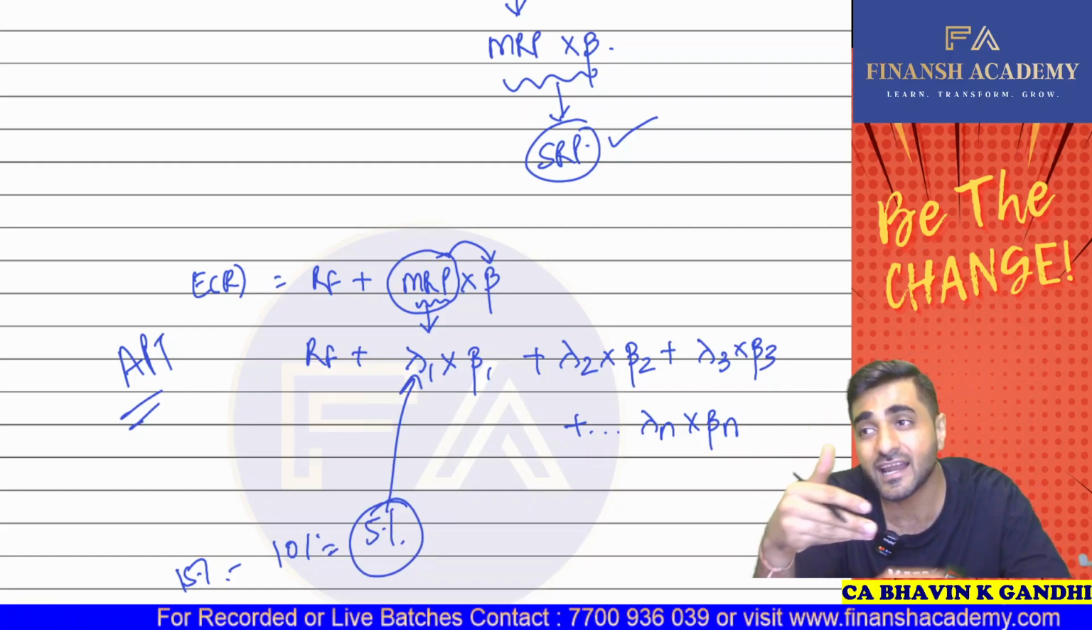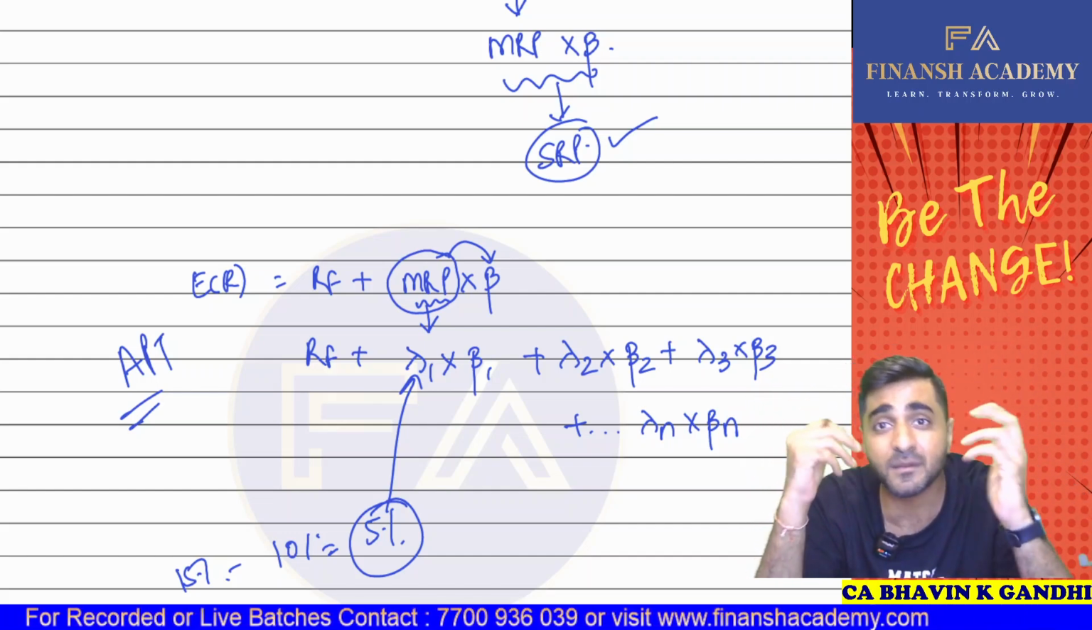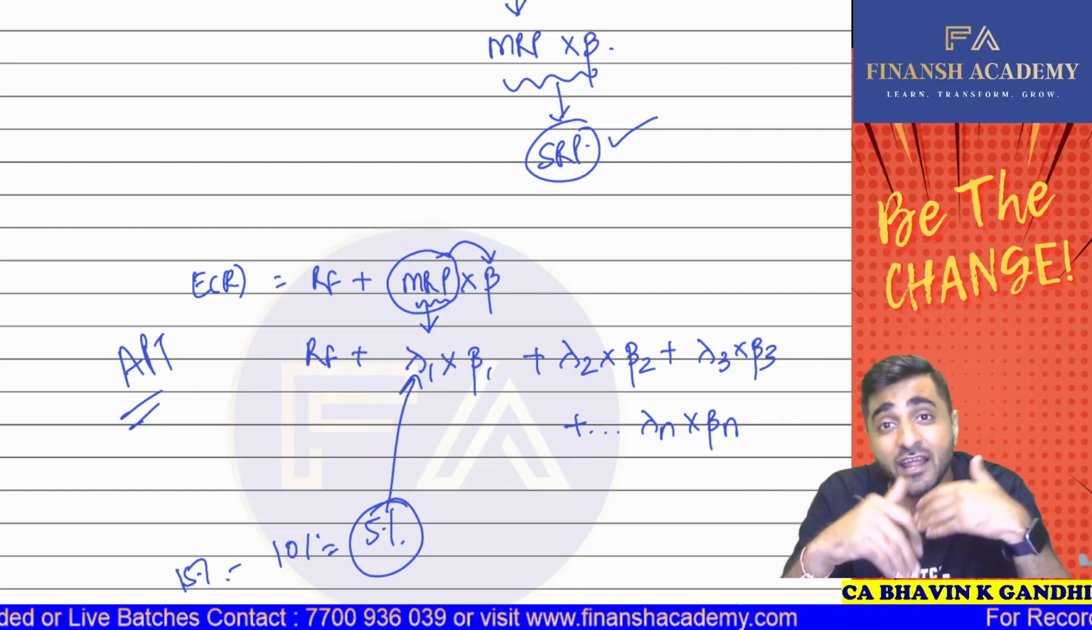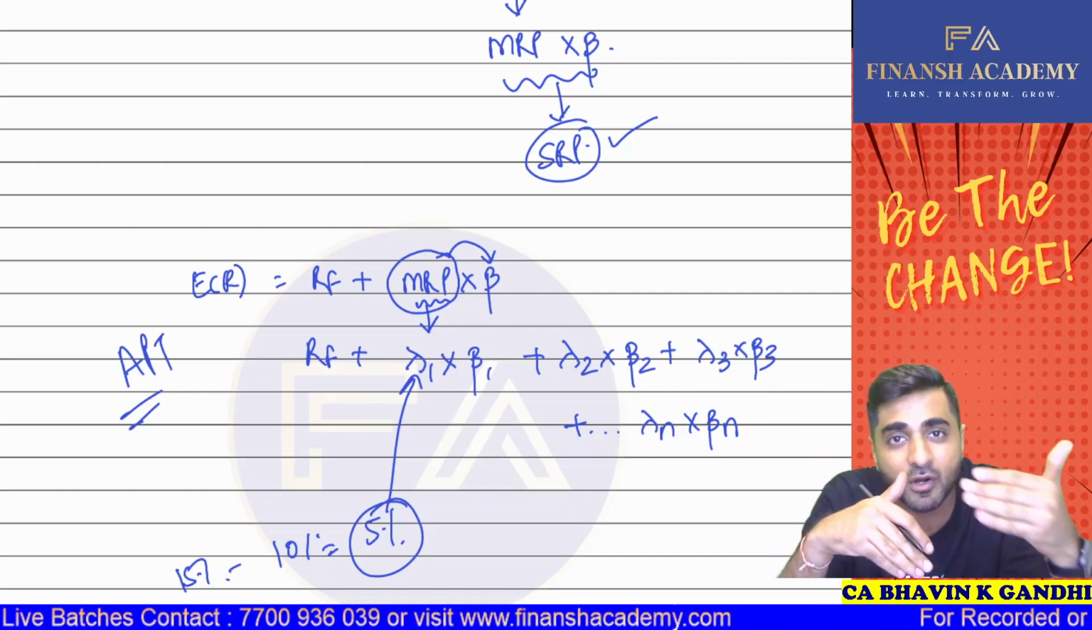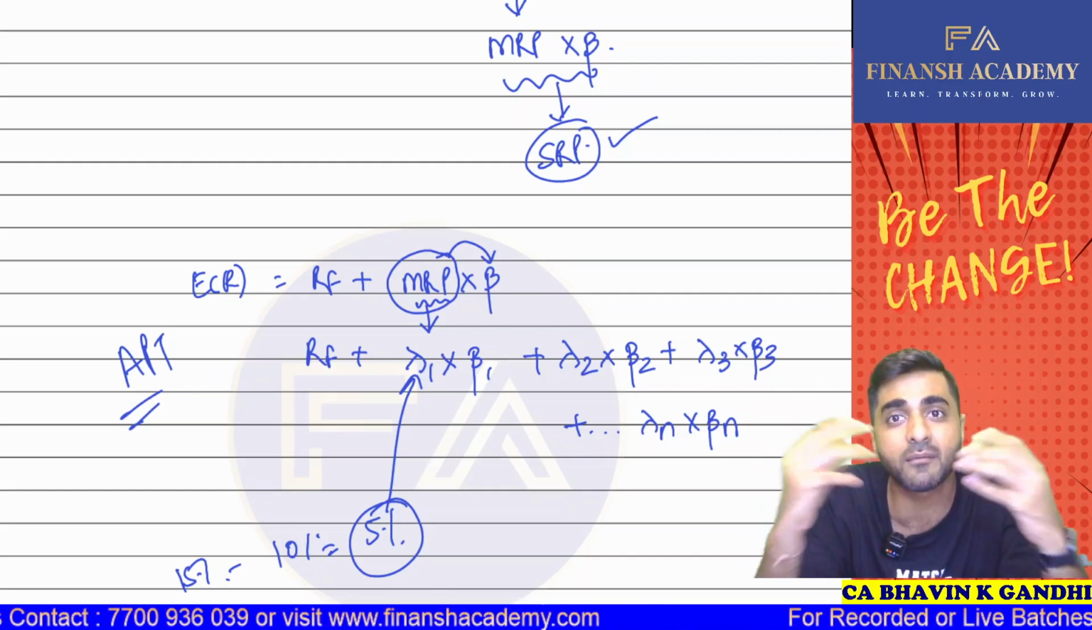Now what is beta 1? It is how sensitive this stock is to the inflation rate risk. If suppose the stock is very sensitive, like an FMCG company, then for an FMCG company, inflation plays a very important role. If the inflation keeps on increasing, then these types of companies get affected the most.